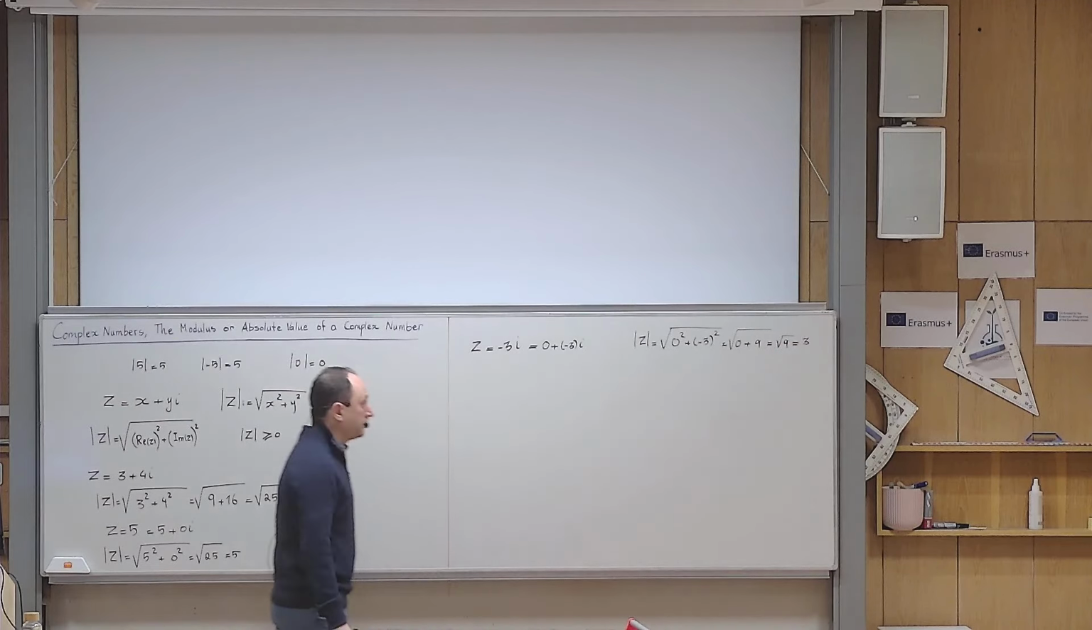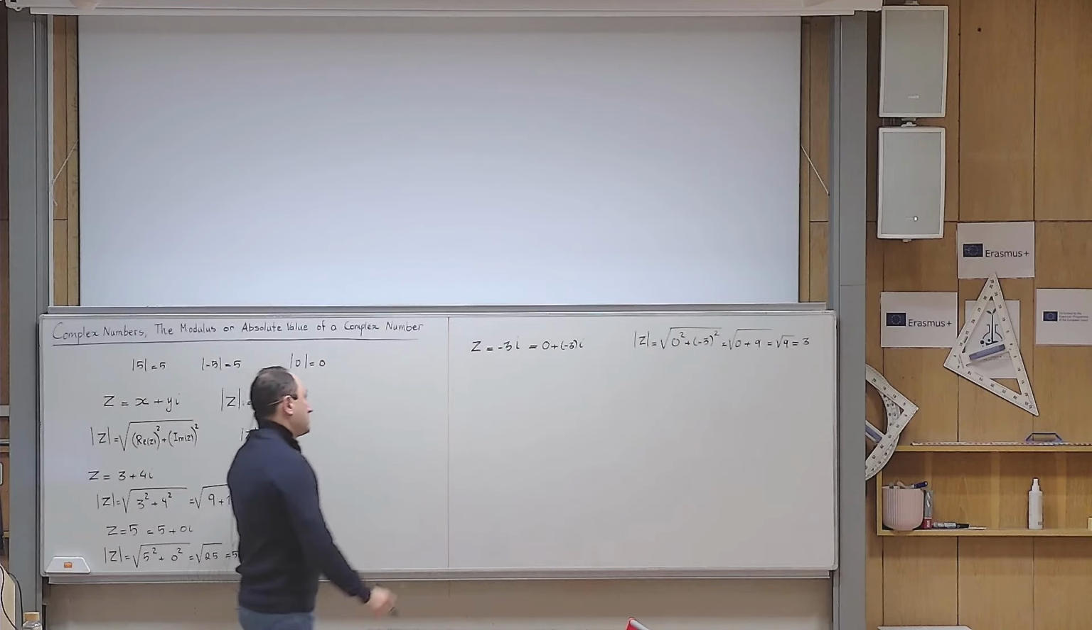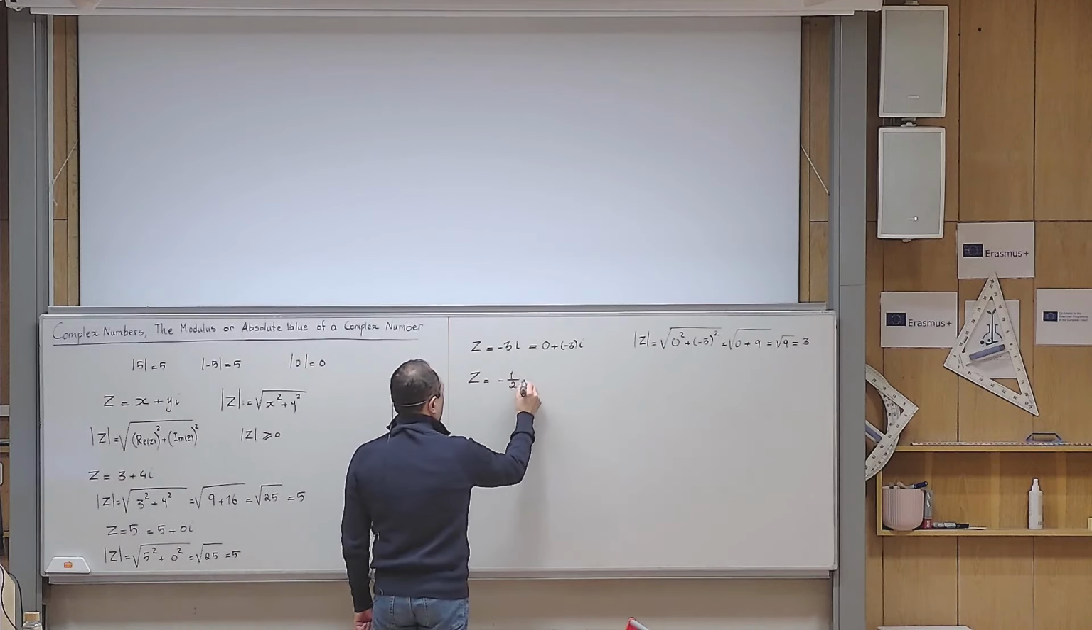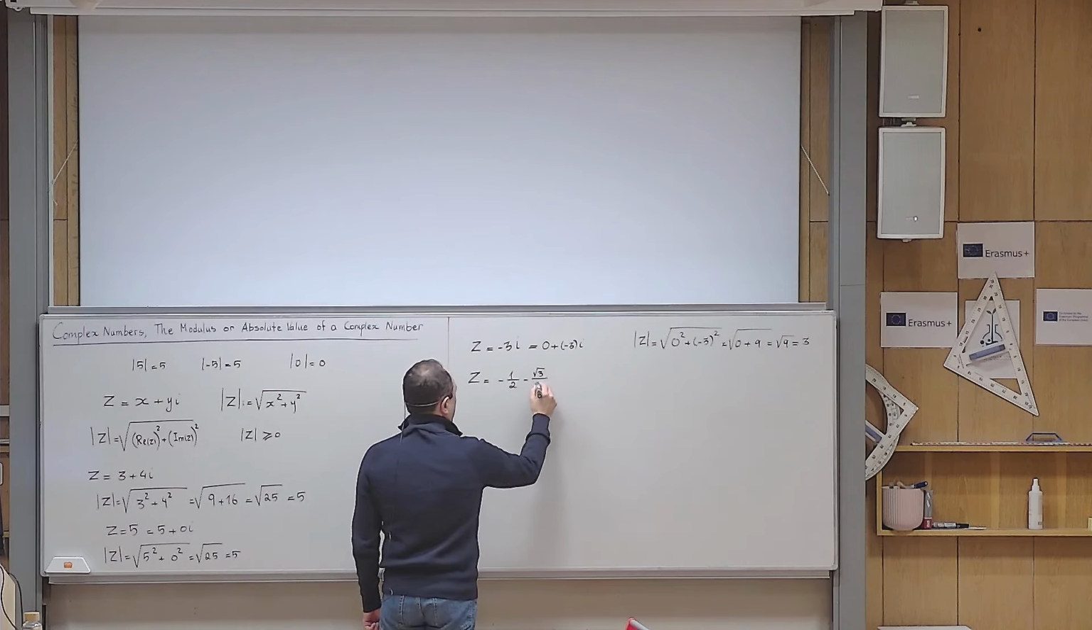That's the absolute value. So for example, what about this number? Minus a half minus the square root of 3 over 2 times i.